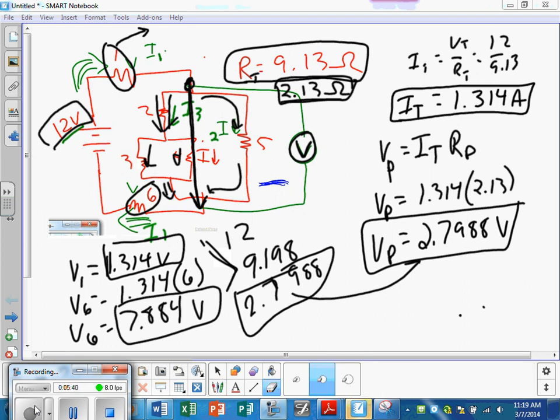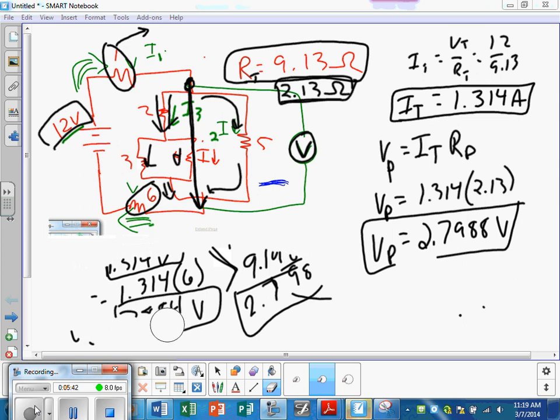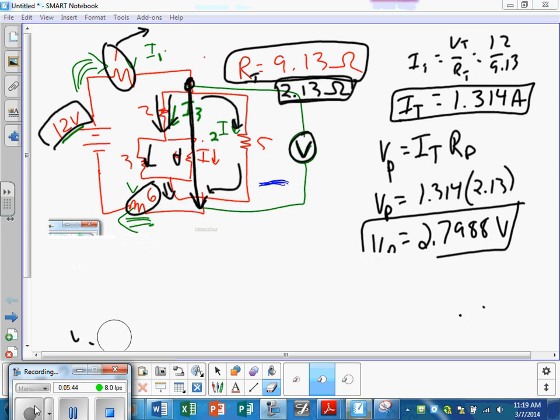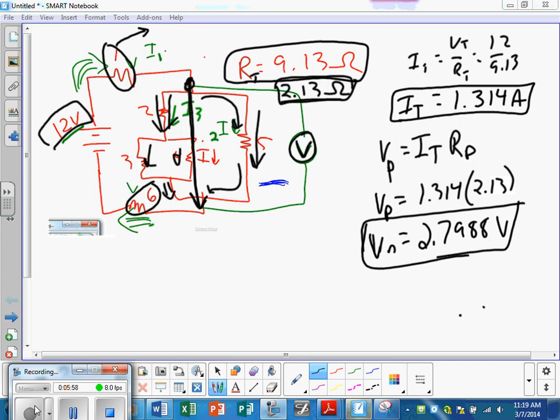Okay, so now that we have the volt drop across the parallel part, then we can figure out how much current is flowing through the 5 ohm resistor. Because the volt drop across the 5 ohm resistor is equal to 2.7988, just like the volt drop across the left side of this parallel part is also equal to that.